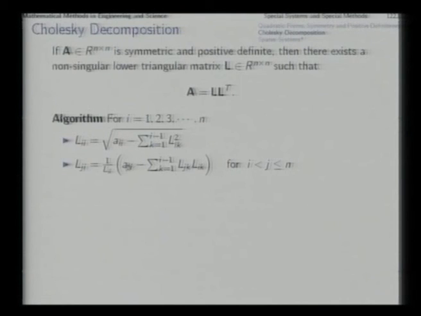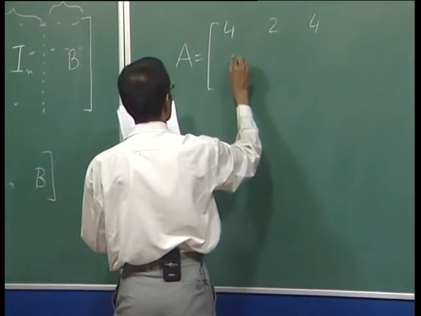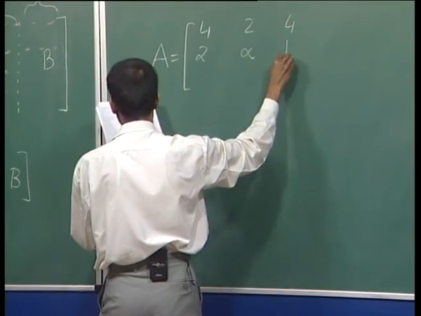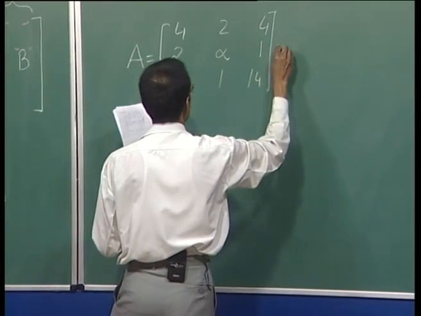This algorithm has been elaborated in pseudocode in the slide, and you should verify it later. Currently, we try to see it through an example, in which we also see why the matrix should be positive definite. Suppose the matrix A has these entries: 4, 2, 4, 2, alpha, 1, 4, 1, 14.